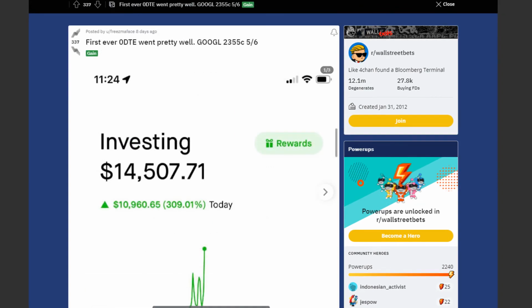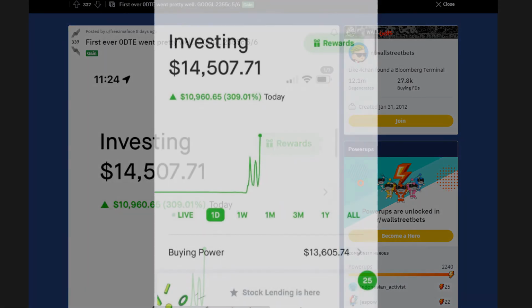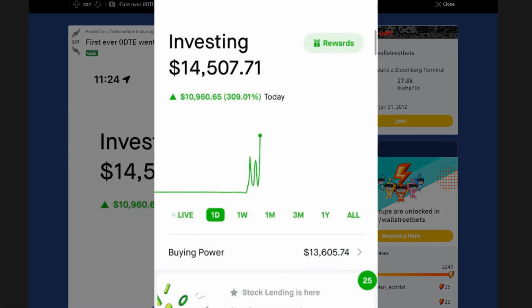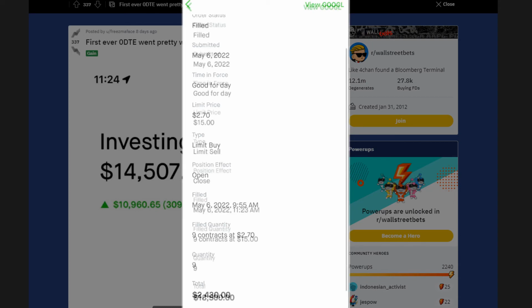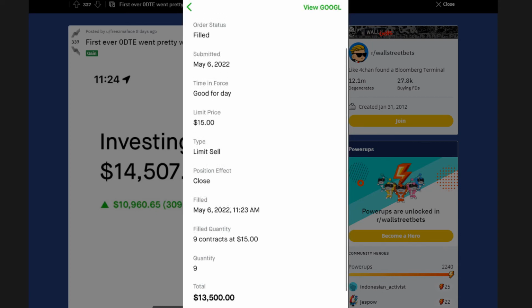Next up, we have a nice daily gain. Trader by the name of FrizmaFace just bought his first 0 days to expiration options, and it went pretty well. He's up by 309%, or $10,960.65 in total. He bought 9 Google call options with a striking price at $2,355. He held them for 1 hour and a half and made more than 10k.